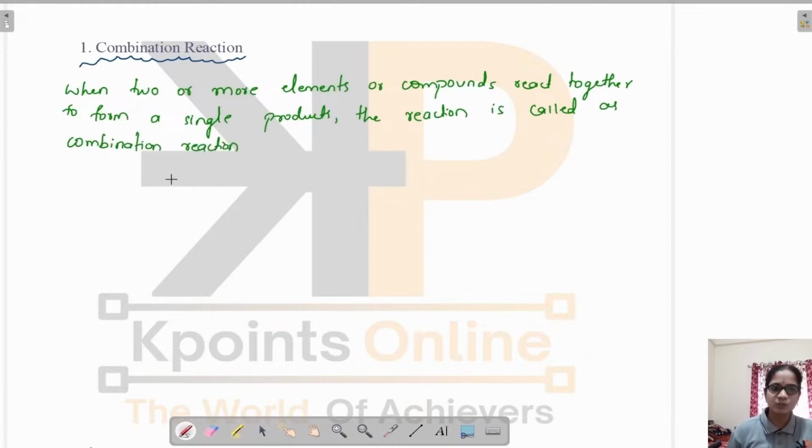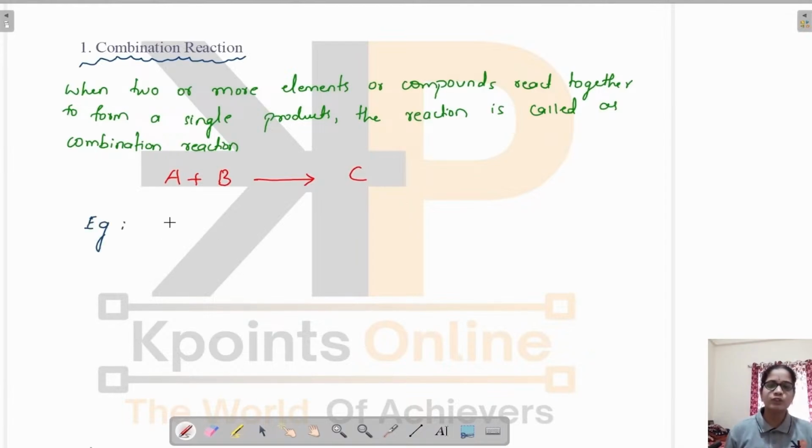Yes, in the general form I can write two or more substances react together, they combine together to form a single product. This is a general representation of a combination reaction. You have to remember that only one product is formed here. Okay, we can give many examples.